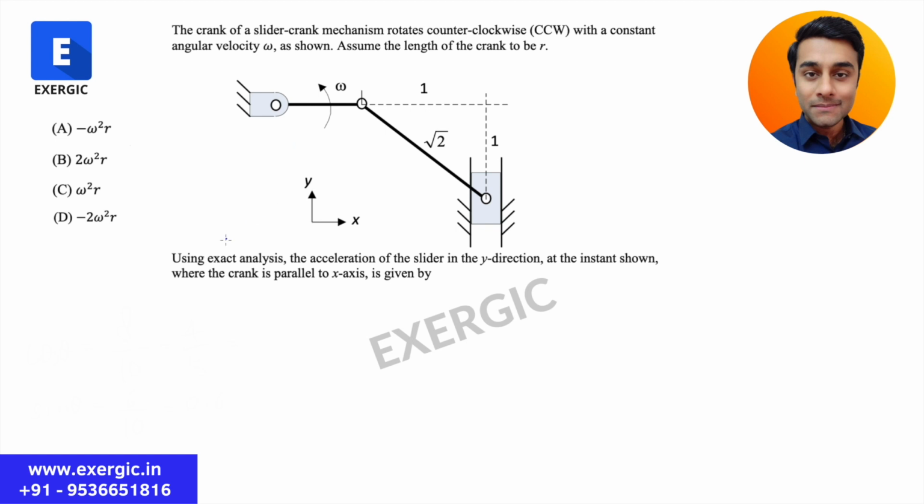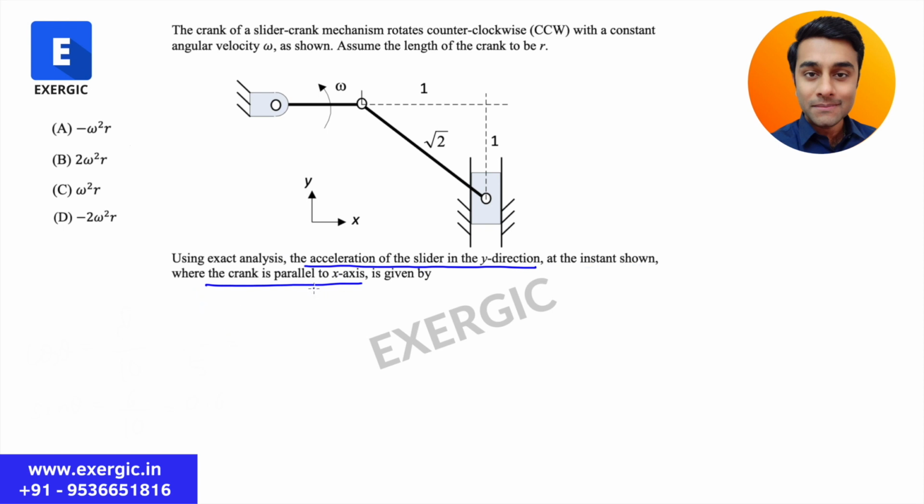The question says that using exact analysis, the acceleration of the slider in the y direction at the instant shown, when the crank is parallel to the x-axis, is given by what option? The options I have written here so that we get space in this place. So out of these four options, you have to tell, using exact analysis, the acceleration of the slider in the y direction when the crank is parallel to the x-axis at this instant. Okay, so this is a somewhat complex English statement, right? Many things are mentioned here and there.